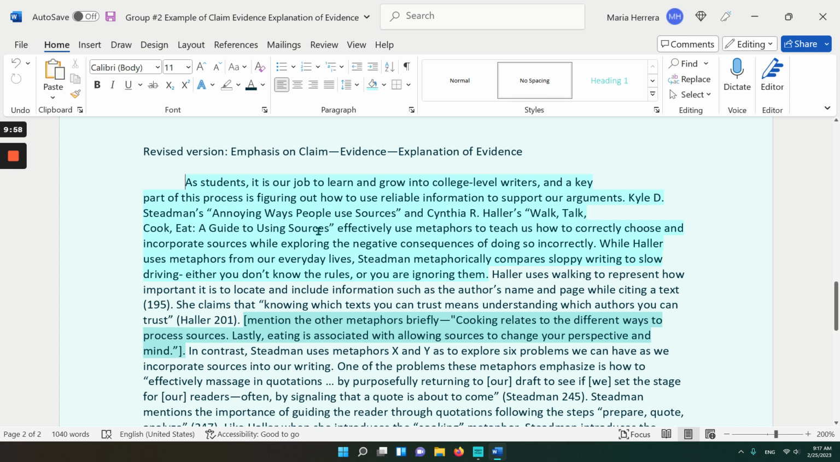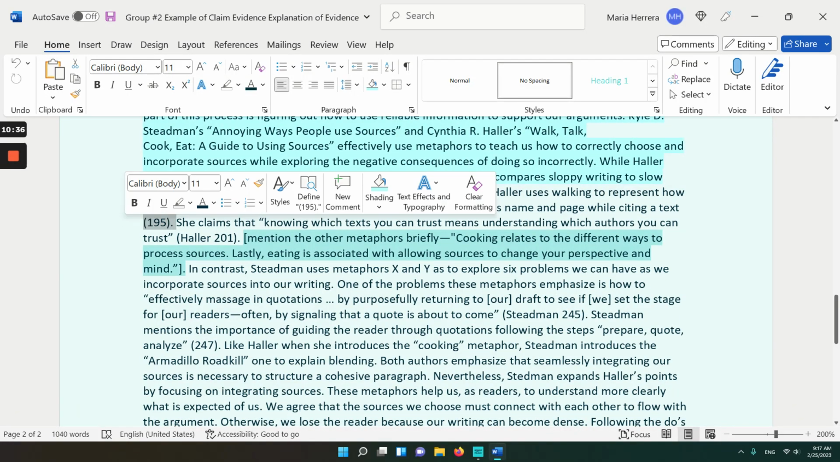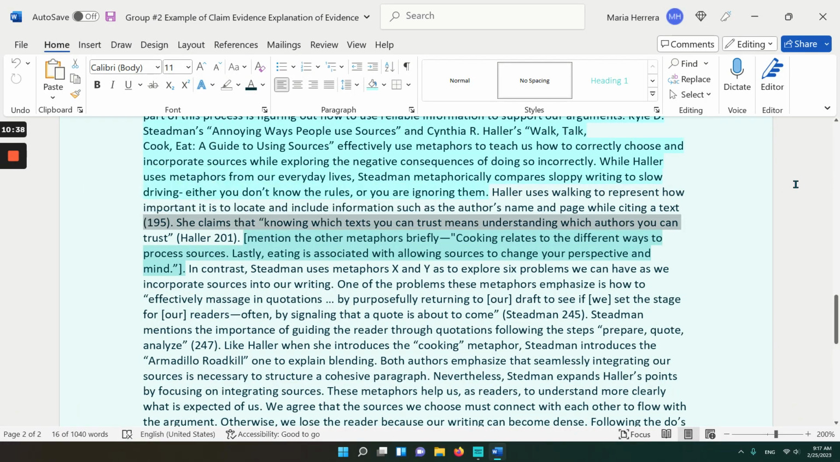And of course, then I'm looking at the metaphors which have been consistently mentioned throughout the whole original paragraph. Okay? And then while Haller uses metaphors from our everyday lives, Stedman metaphorically compares sloppy writing to slow driving. Either you don't know the rules or you're ignoring them. And that's mentioned in basically almost all the topics of the paragraph. We're still dealing with implications, which I am pushing the students to actually work on at the end. Now, notice please that we have evidence right away.